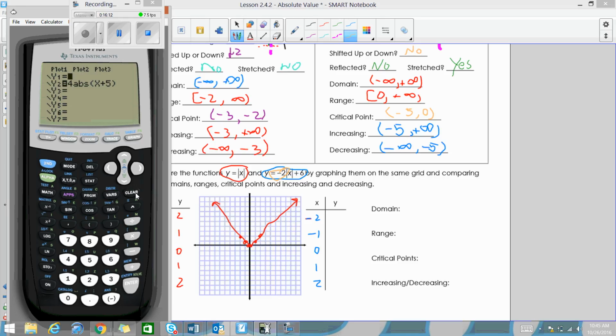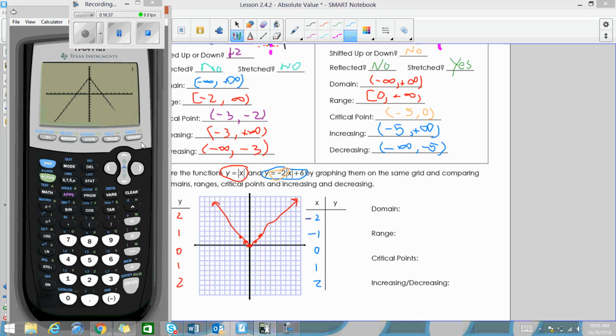So let's clear these out. Let's clear both of them out. And let's put this in. So we're going to go -2 absolute value. So we go math, go over to number, go down, well, abs is the first one. So absolute value, we're going to put x, close your parenthesis because that's the only thing that's getting absolute valued, and then plus 6. So you want to see what it looks like first? All right, let's see what it looks like.